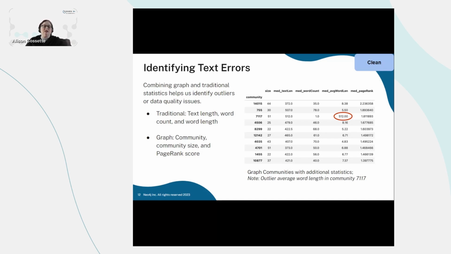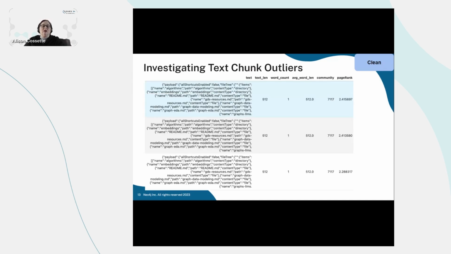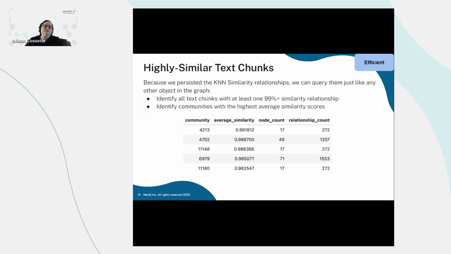So in this case, it's community 7117. Let's take a look at it. When we dive into that community, basically what we're seeing is a lot of junk data, it looks like it's a JSON of some kind. It doesn't necessarily mean there's a lot of signal in it. It looks like this is something that's probably going to be cleaned out. If this gets returned back to me, it's probably not going to be really helpful to answering some sort of natural language question. So again, your EDA, looking at the basics, median average word length within each of the communities.